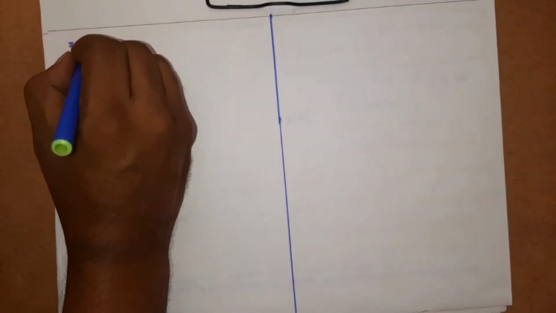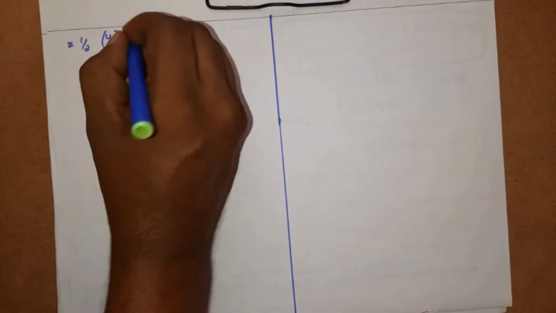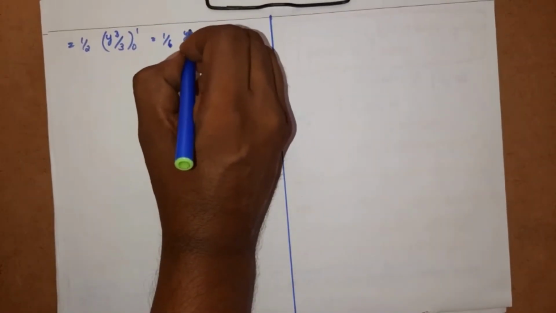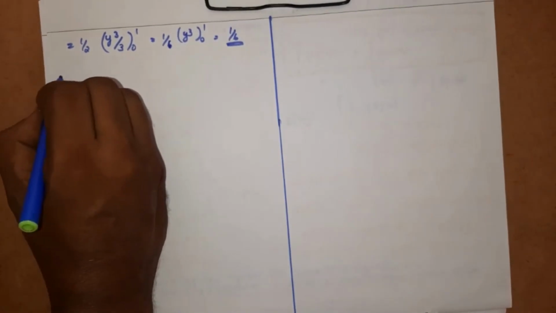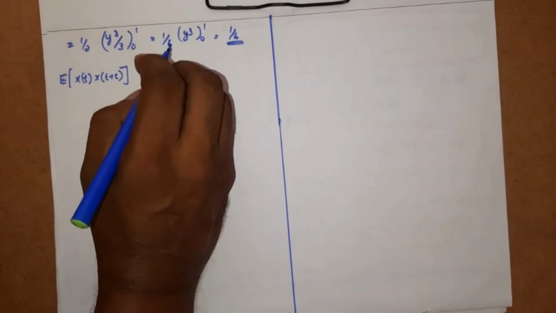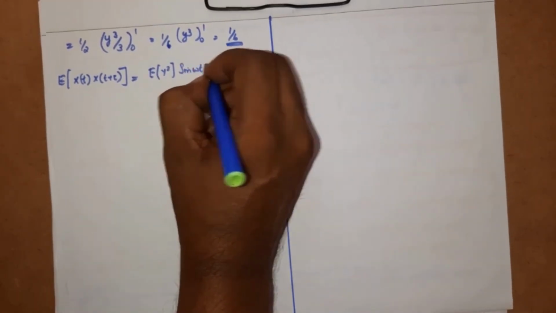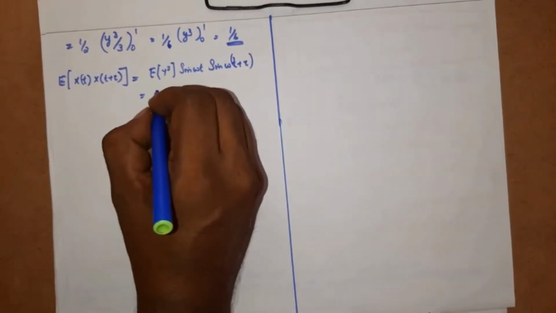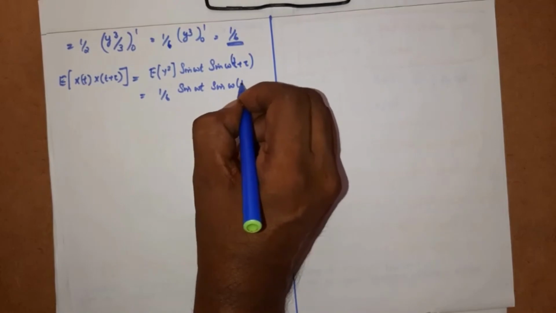Now integral y square can be written as y cube by 3 from the limit 0 to 1, which is equal to 1 by 3 into 1 by 2 into 2, 1 by 3 into y cube from the limit 0 to 1 is equal to 1 by 3. Now expectation of x of t into x of t plus 2 is equal to e of y square into sin omega t sin omega t plus 2. E of y square is equal to 1 by 3, so 1 by 3 sin omega t sin omega t plus 2.